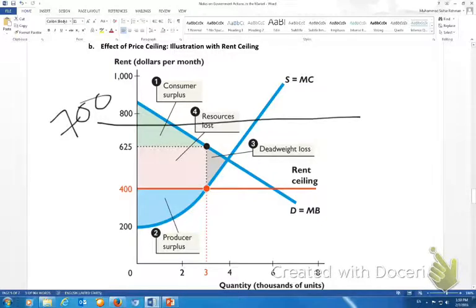Would that have any effect? So the government says that the price ceiling is 700. Will that have the same kind of effects that we just discussed? The answer is no. Why?